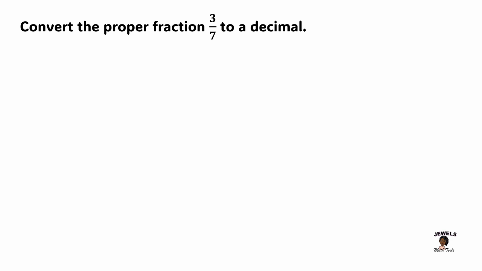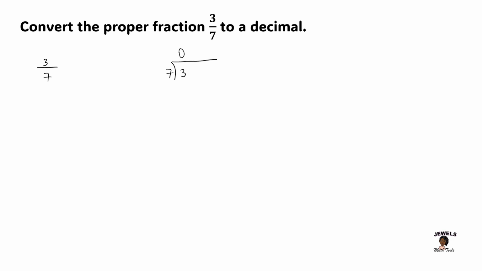Let's try our next example. Feel free at this point to pause the video and convert your fraction 3/7 into a decimal number. And then when you're ready, you can unpause the video and work along with me. So let's begin. We're going to be dividing our 7 into 3, and we know that 7 can't divide into 3 since it's less than 7.